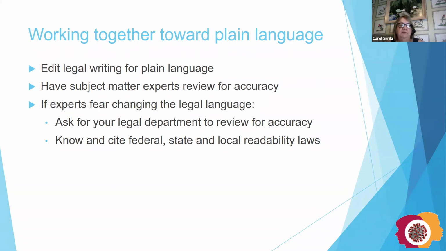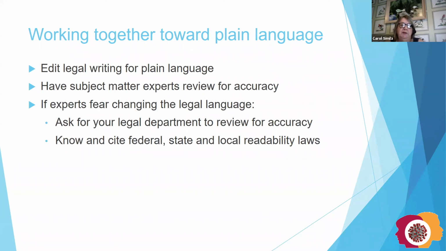Edit legal writing for plain language. You can work with your legal department on it. Say, you know what? We have a goal here. We want to communicate these concepts so that our audience will use the information. Will you work with us to help make sure that we keep their rights intact while we write so they can understand and use them?